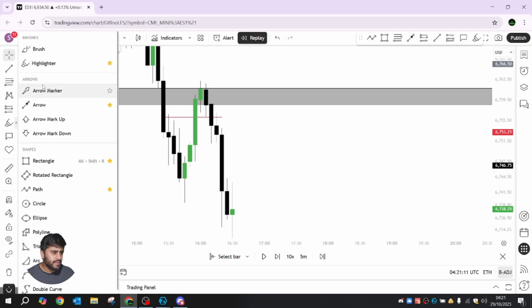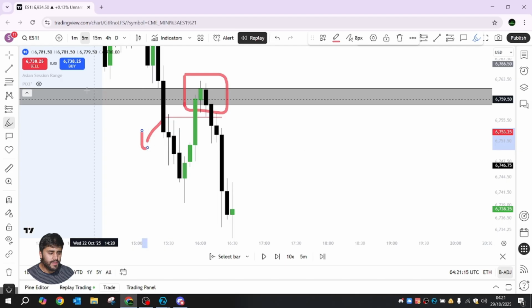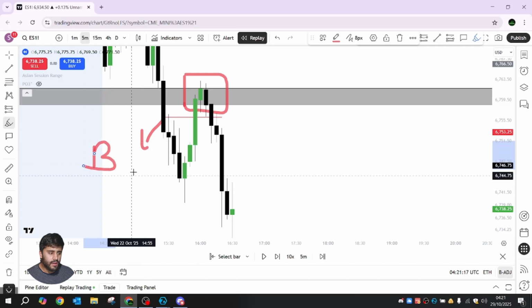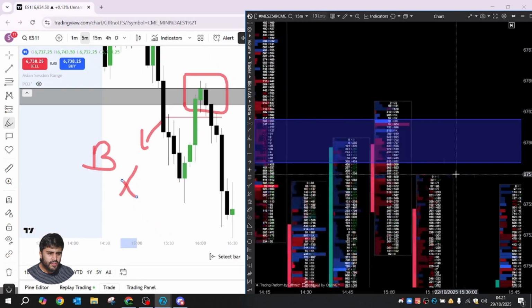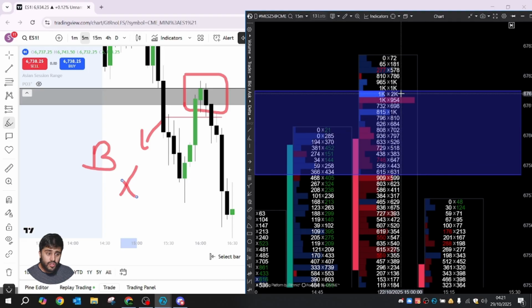So what was going on inside of this zone now, right? So we've broken below. So those previous buyers, right, have failed. Now look at the buyers inside of here. So if we just take a look at this now, right? 1K for 2K, double the amount of aggressive buyers, right?